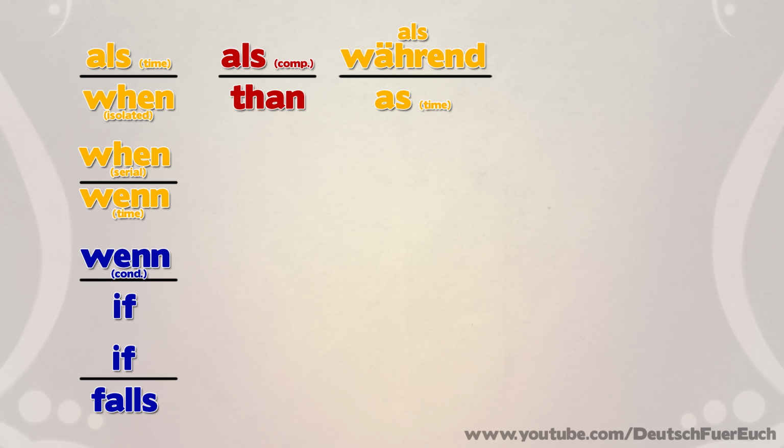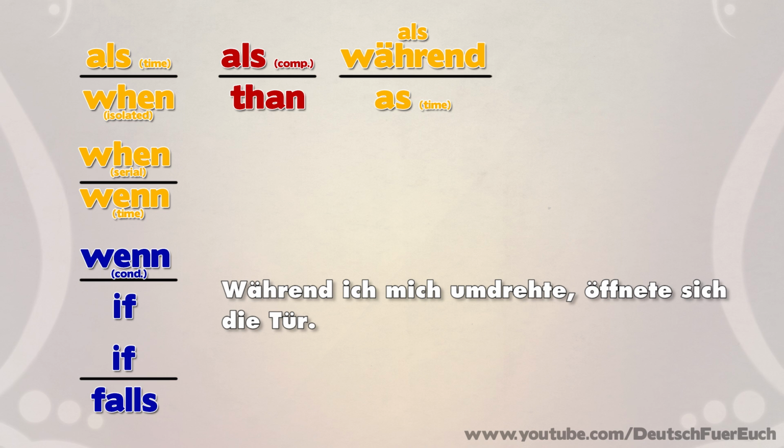In the vast majority of cases, this will be translated using the word während in German. So, während ich mich umdrehte, öffnete sich die Tür. There are some contextual instances in which the time as can also be translated as als. However, this will most likely be in a situation where the kind of leniency you have with translation can also allow you to use the isolated when.